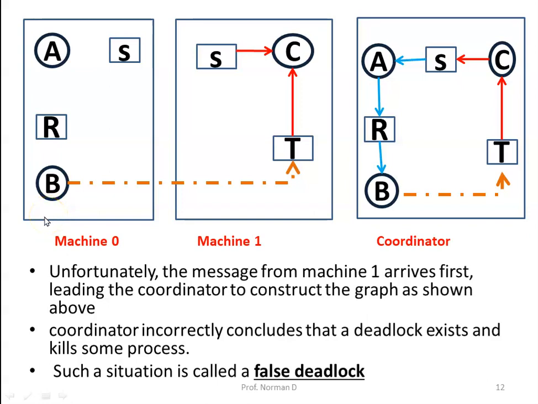Now, because of this problem, the coordinator has constructed a graph which shows a cycle. So the coordinator incorrectly concludes that a deadlock exists and will try to kill one of the processes. Such a situation is called a false deadlock. Now how can we avoid these false deadlocks?